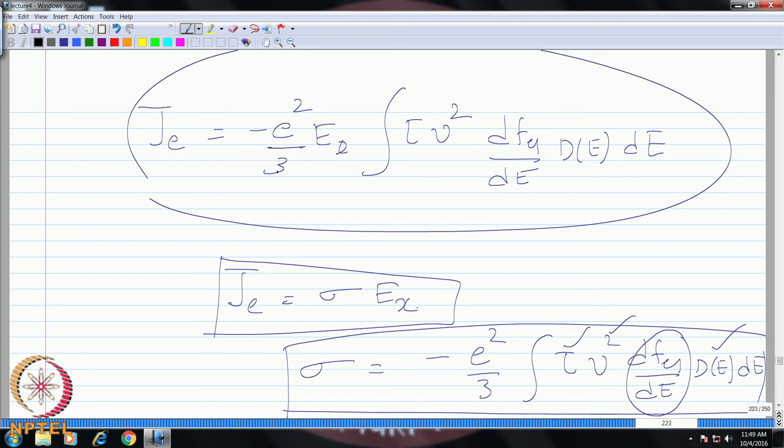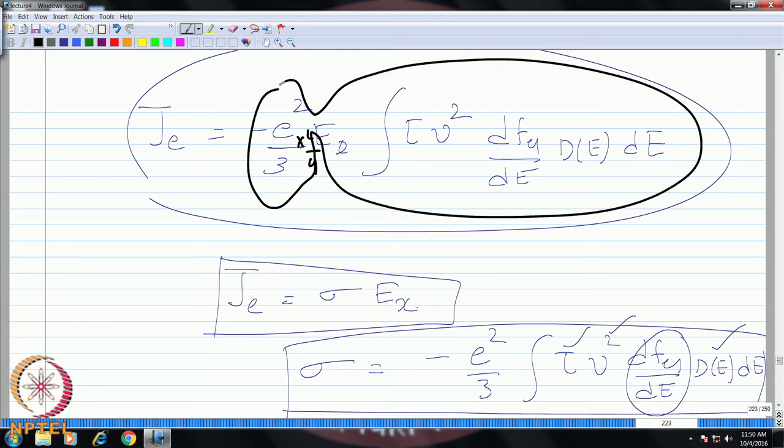So therefore, we can write this as, we can multiply and divide by 4. Okay. So therefore, what we have here can be rewritten in terms of the bulk electrical conductivity. So this entire term is nothing but your bulk electrical conductivity. Understand? So Je by Ex is nothing but your bulk electrical conductivity.